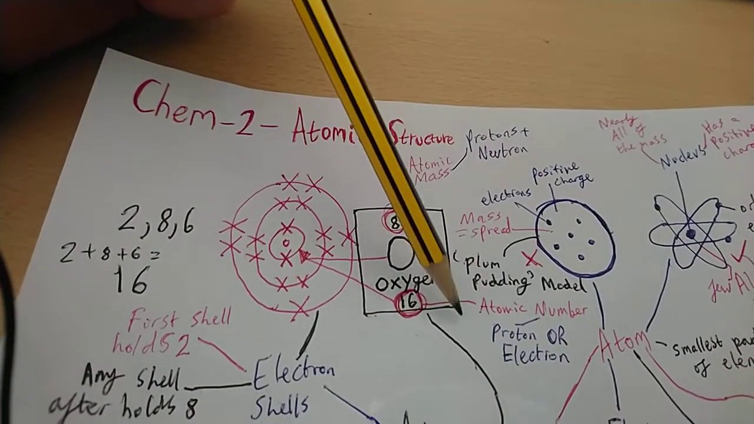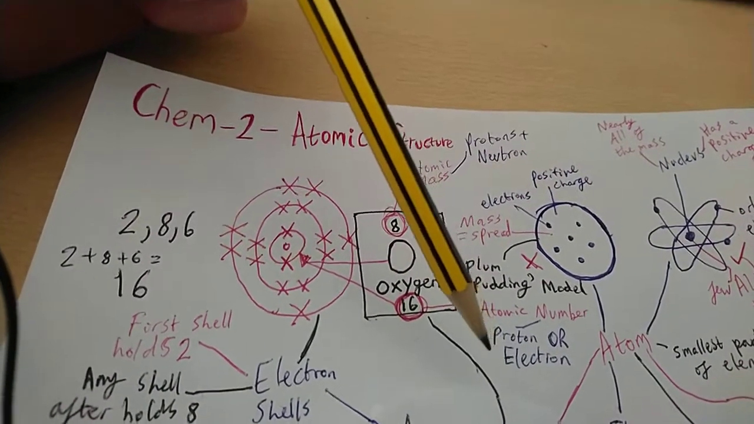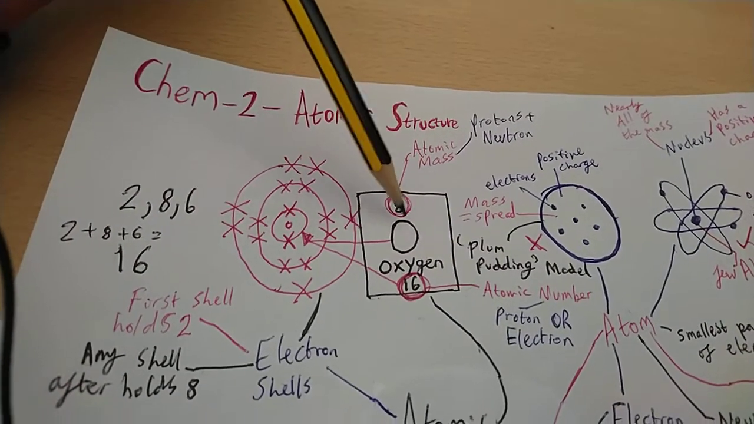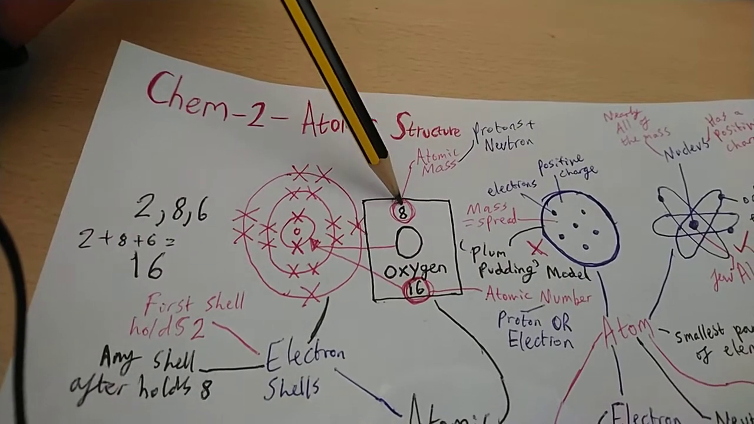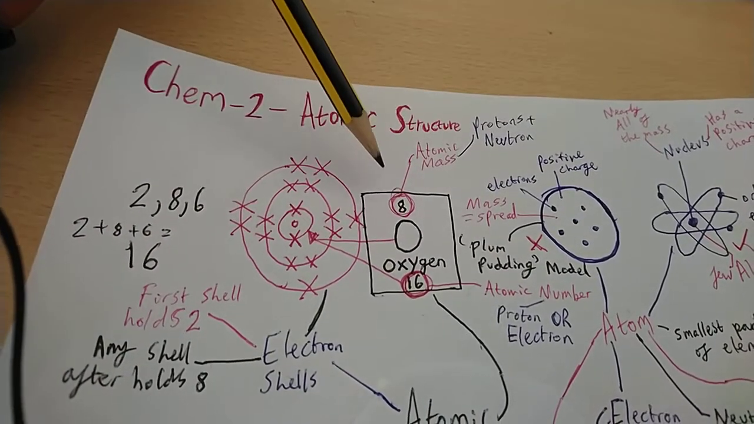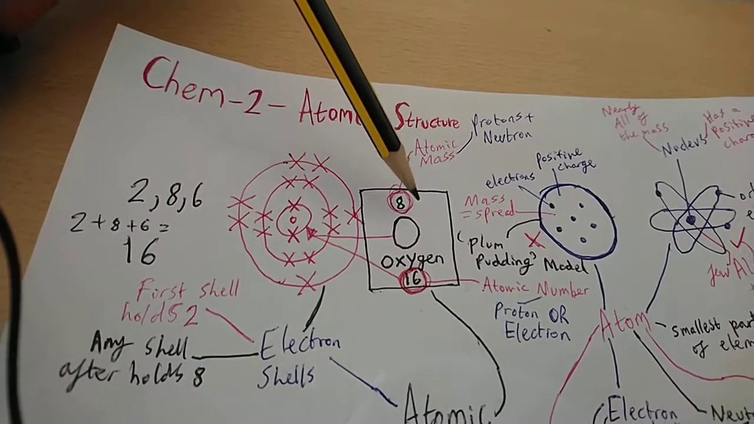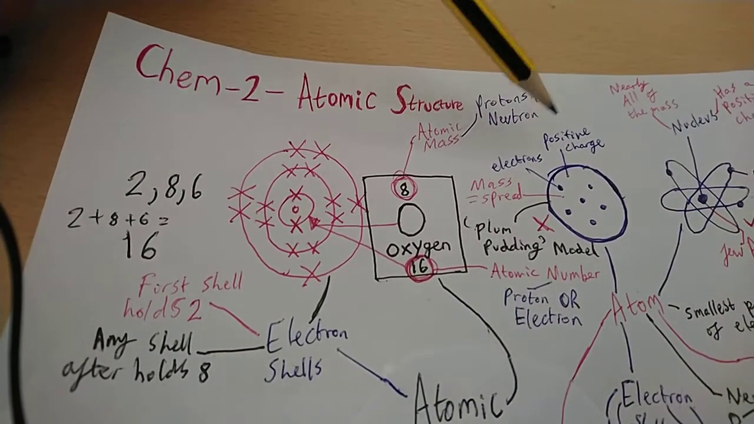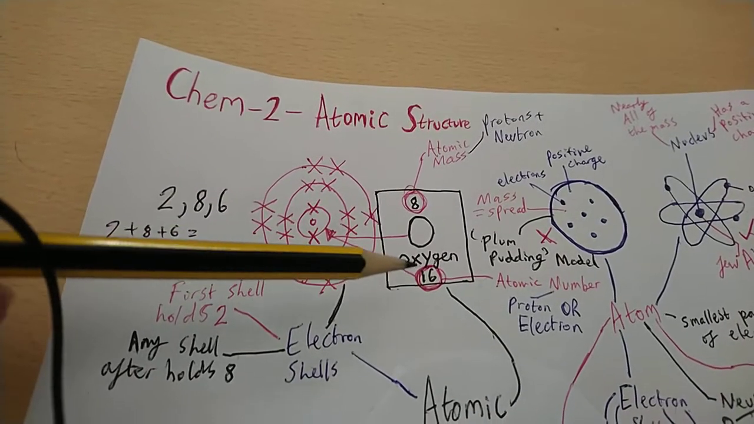The atomic number on this is the amount of protons or the amount of electrons. The atomic number shows how many protons there are, so there are 8 protons in this. The number of electrons has to be the same to make an equal charge, which means there are also 8 electrons. The atomic mass is the protons plus the neutrons, so that's the 16 here.